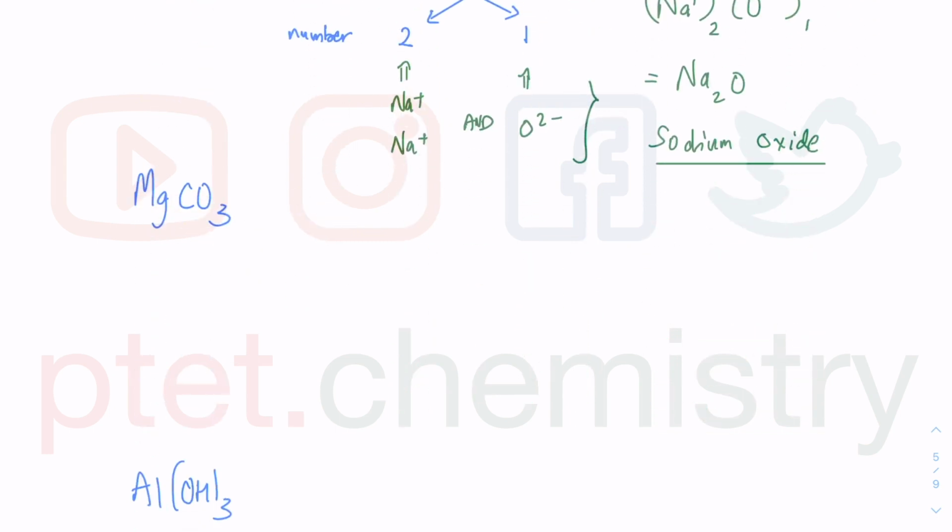Next up, we have magnesium carbonate. So very clearly, magnesium is group 2, so it's Mg2 plus.